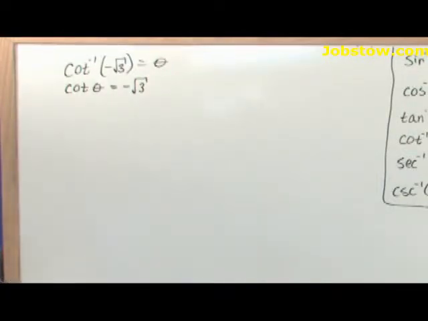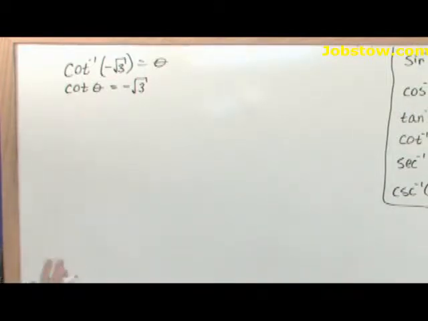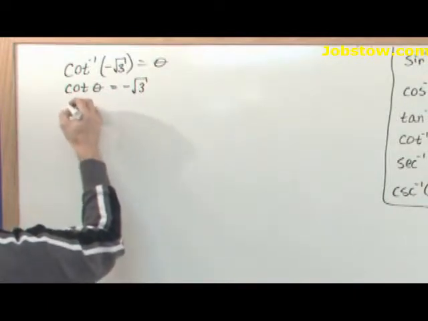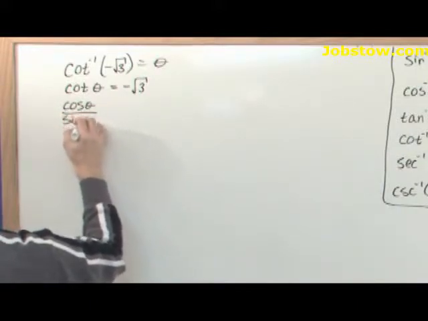And the next thing I do is, when I'm dealing with cotangents, secants, or cosecants, I always like to rewrite them. Cotangent is simply equal to cosine of theta over sine of theta.